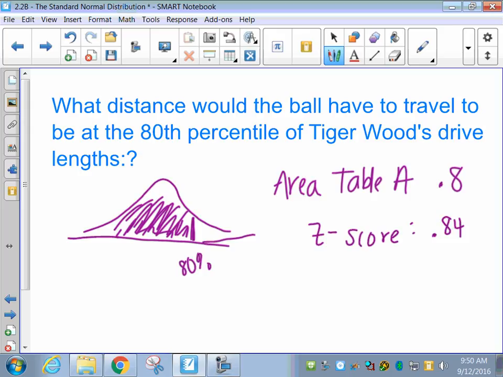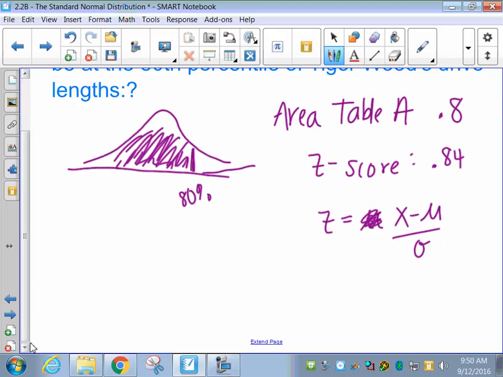0.84. All right, now that we have the z-score, we're not done. So last time we were done because we just wanted the z that goes with it. For this one, we want to know the distance he has to travel. So we can use this formula. Z is equal to the x minus the mean divided by the standard deviation. Okay, that z-score formula. So if I plug in 0.84 for z, we're trying to find the data point that goes with it. We know our mean is still 304, and our standard deviation is 8.